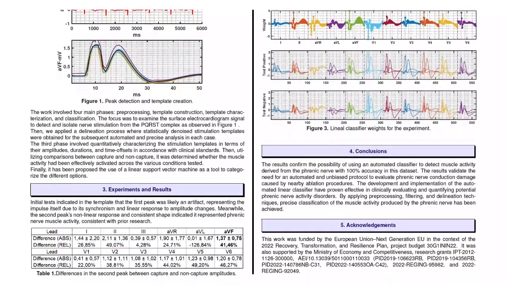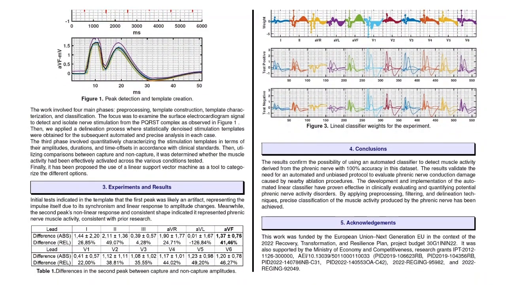The study ends by proposing the use of a linear support vector machine as a tool to categorize the two different options. Initial tests identified the first peak in the template as likely an artifact representing the impulse itself, due to its synchronism and linear response to amplitude changes. Conversely, the second peak exhibited a non-linear response and consistent shape, indicating its association with phrenic nerve muscle activity, consistent with prior research. Experiments and measurements were conducted in both scenarios comparing muscle activity amplitudes, with a specific focus on the difference in amplitude of the second peak, as shown in Table 1.